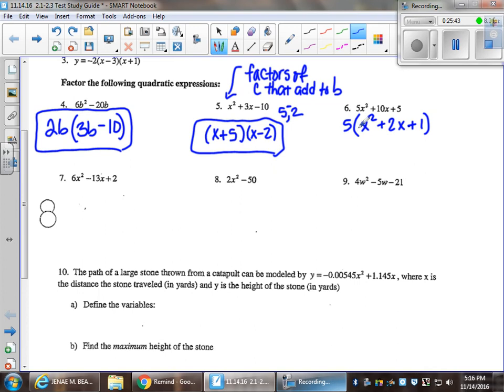On the inside, I now have a quadratic where a is 1. So what are factors of 1 that add to 2? Well, the only factors of 1 are 1 times 1. It's in my favor that this is a positive 1, so both positive or both negative. To get a positive 2, I need 2 positive 1s. So this is 5 times x plus 1 times x plus 1, which you could write as a completely simplified answer, 5 times x plus 1 all squared.